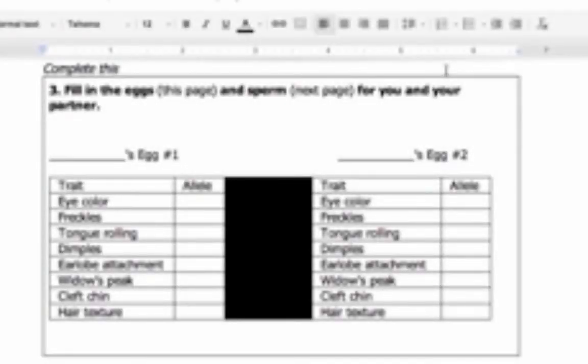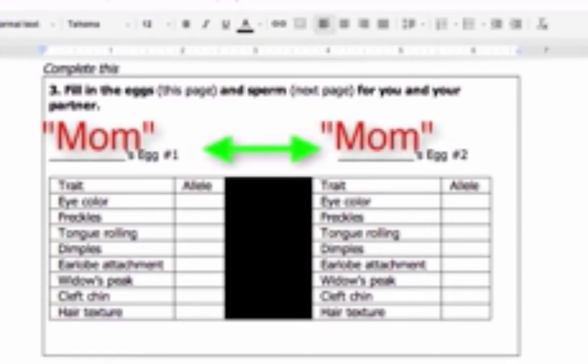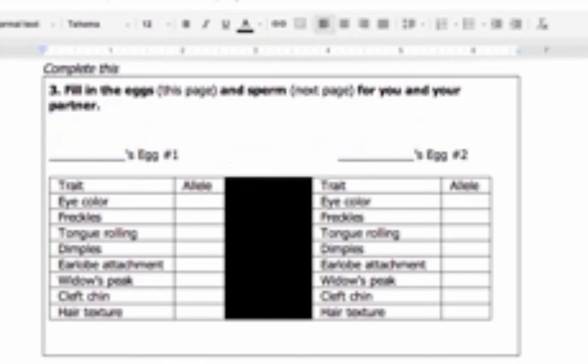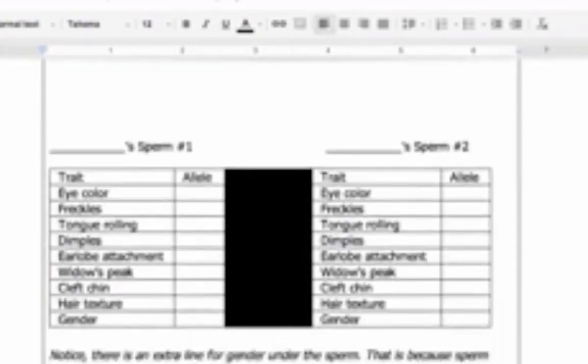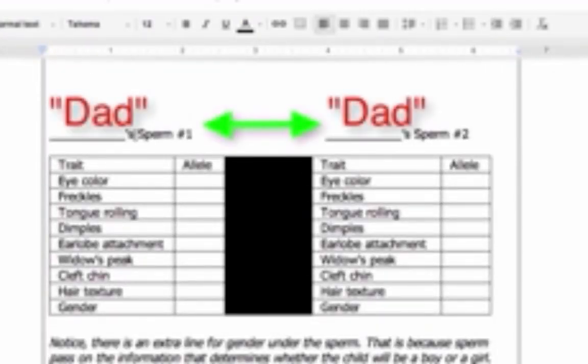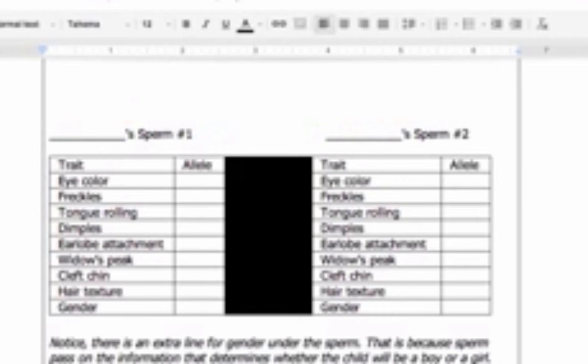And also pay attention to the part about the parents. So notice that one parent is going to have to play the role of mom and produce the eggs. Notice that you're producing 2 eggs. So you're eventually going to have 2 babies. Okay? And on the next page, whoever's playing the role of dad is going to donate 2 sperm. Again, 2 babies, 2 sperm, 2 eggs.